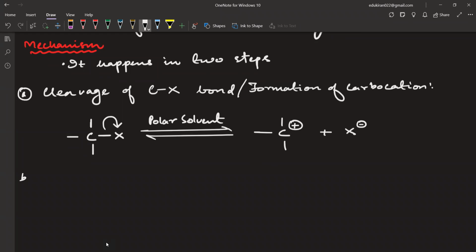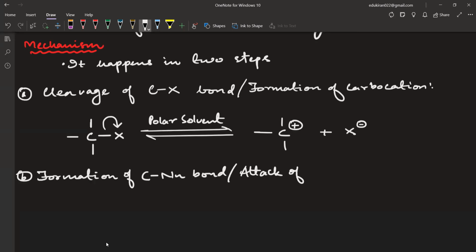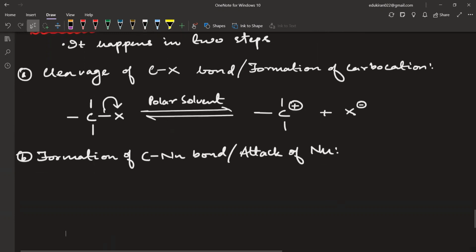Second is formation of C-Nu bond, or attack of nucleophile. Always remember, whenever the attack happens, whenever you are drawing this arrow, it should start from an electron source. It will start from either a bond or a lone pair, and it will end up towards the electronegative atom or towards the positive charge, some electron poor site.